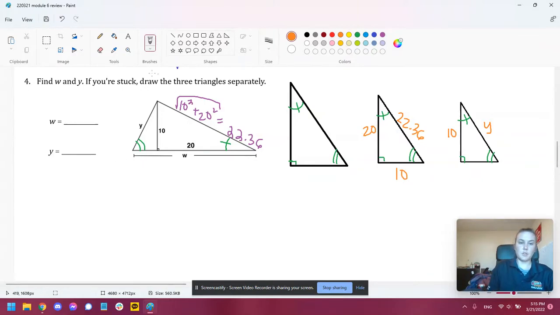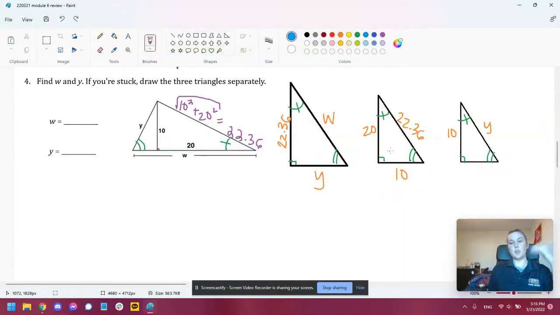And then on the giant triangle, I notice that W is my hypotenuse, Y is across from the 1 angle, and 22.36 is my other side. Nice. Now I'm going to stop looking at this altogether and just look at these ones. Again, if you hadn't noticed that these ones could be found with the Pythagorean theorem, now that we've got 20 and 10, when you have two sides that are numbers, we can find the other one using the Pythagorean theorem.